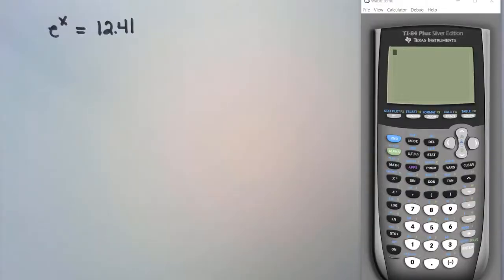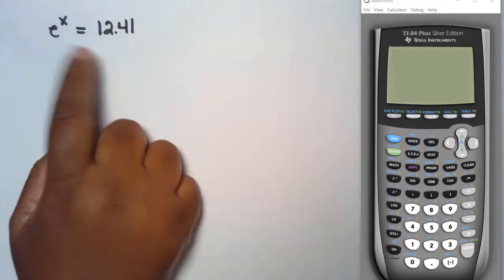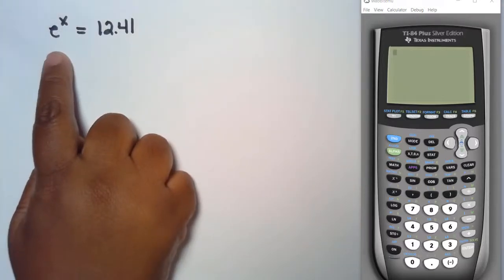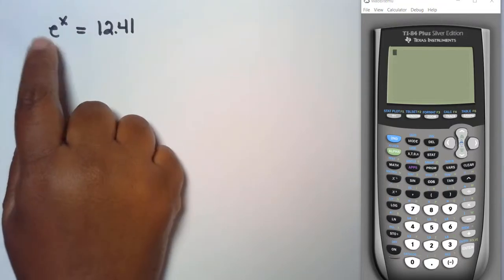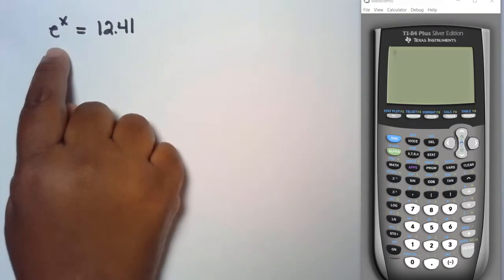All right, so we're going to solve for x, with x being an exponent. Let's take a look at how to solve this. Now, our base is e, okay? So we're going to take the natural log. It's not a base 10.